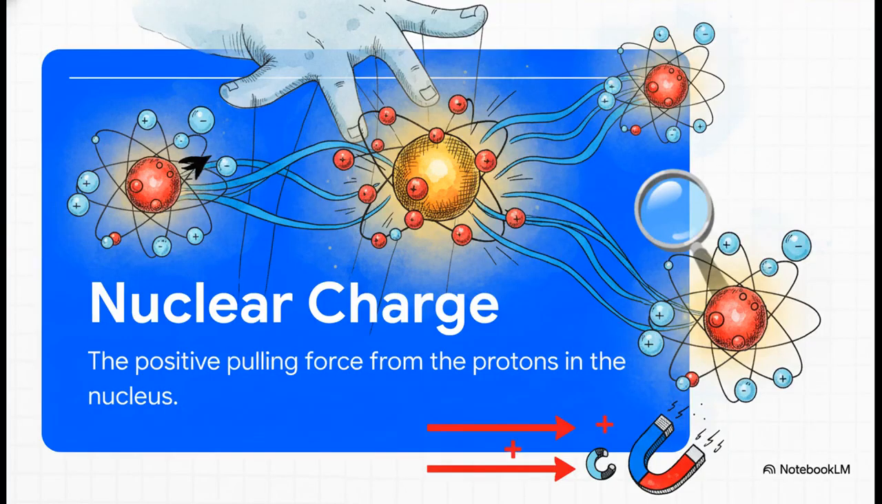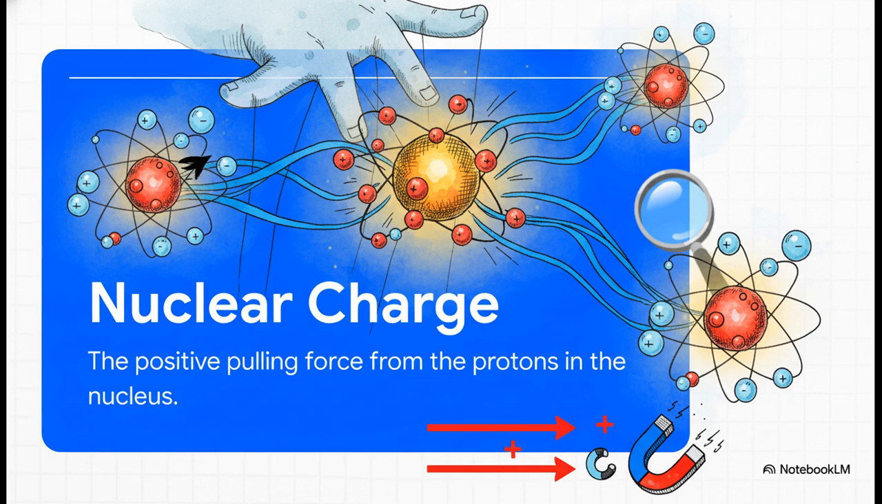Okay, so we've got our grid. Now, here's where it gets really fascinating. There are 2 invisible, competing forces that dictate literally every single trend on this entire board. Understand these 2 forces, and the whole thing just clicks open. The first puppet master is nuclear charge. This is the positive pulling force coming straight from the protons packed into the center of the atom, the nucleus.